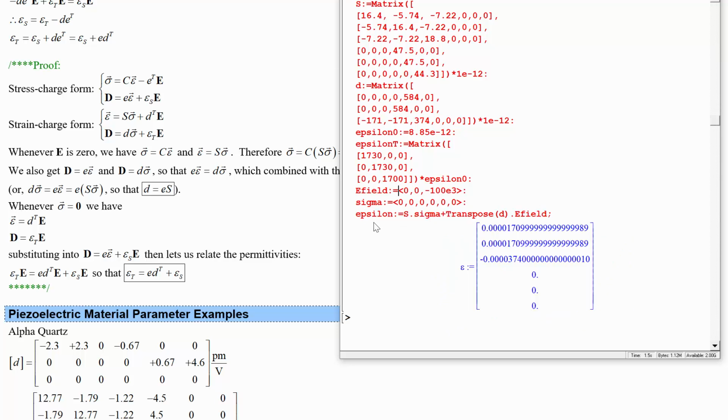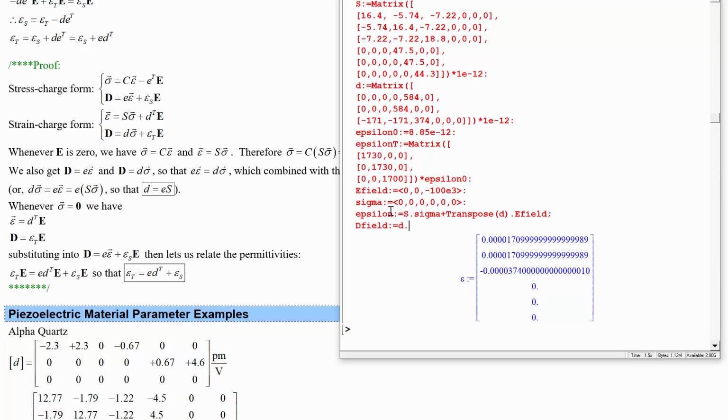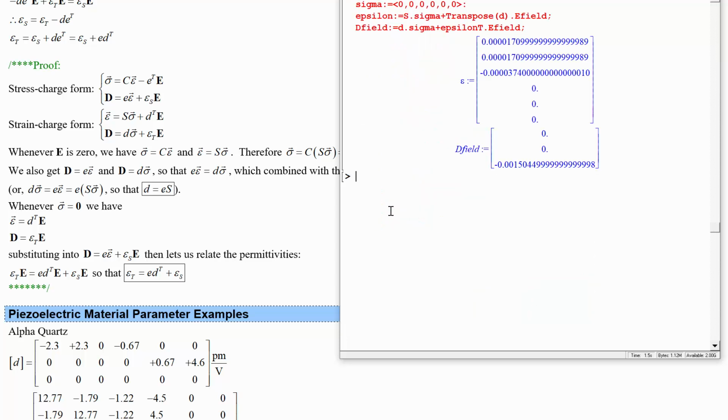So this is kind of nice. By typing in the matrix things, you can deal with the sort of problem that we have when everything's uniform, at least. Maple can solve it just fine. We do this vector algebra without many issues, and we've got what the strain is, just like we calculated. Okay, next step, we can figure out what the D field is. D field is supposed to equal D dot sigma plus epsilon T dot E field. Okay, and that's what we calculated as well.